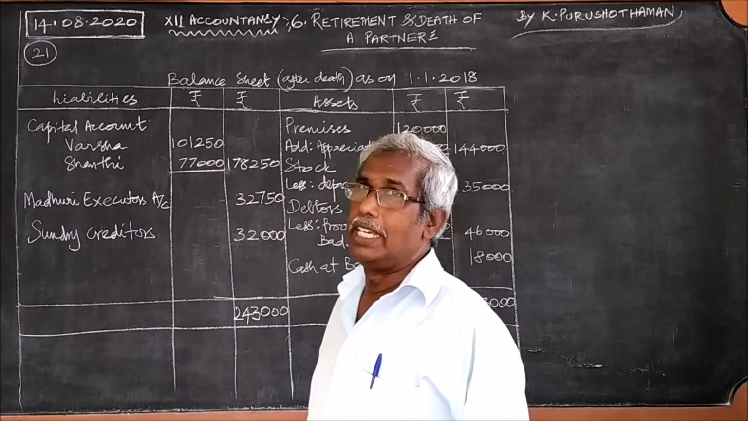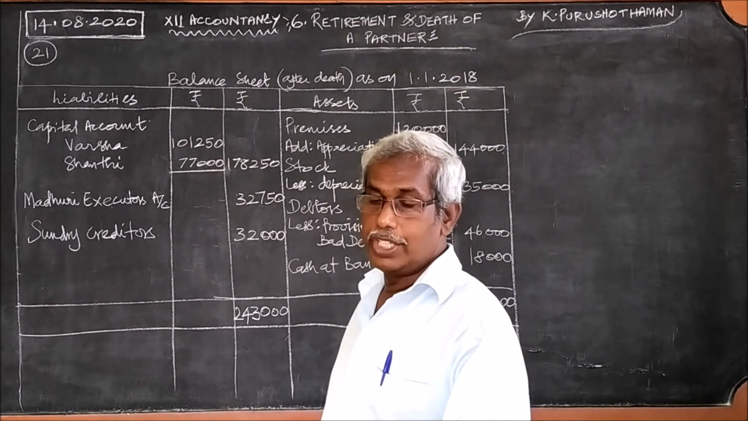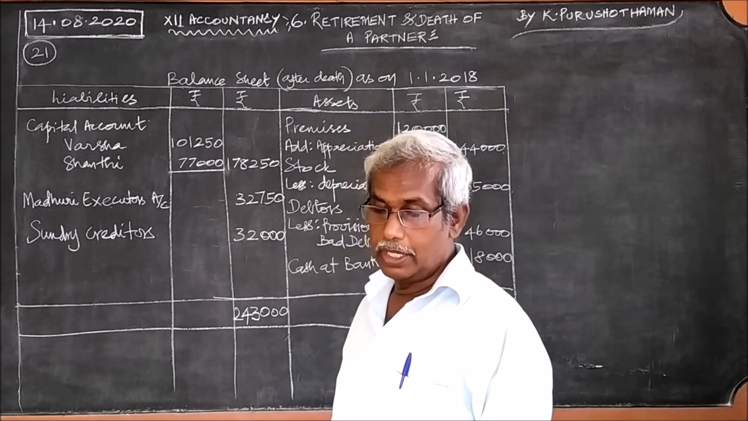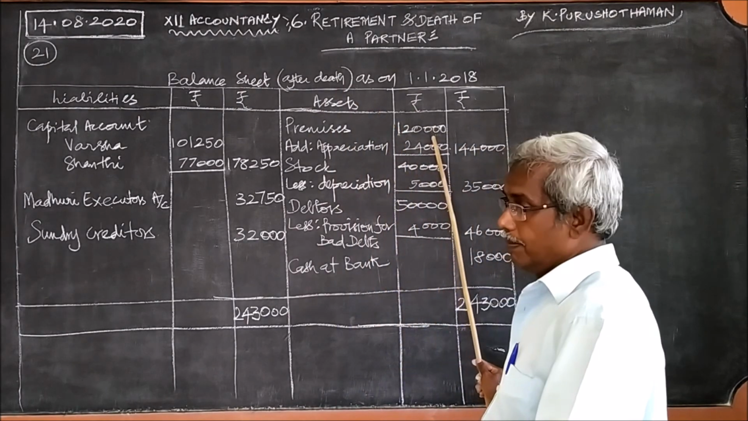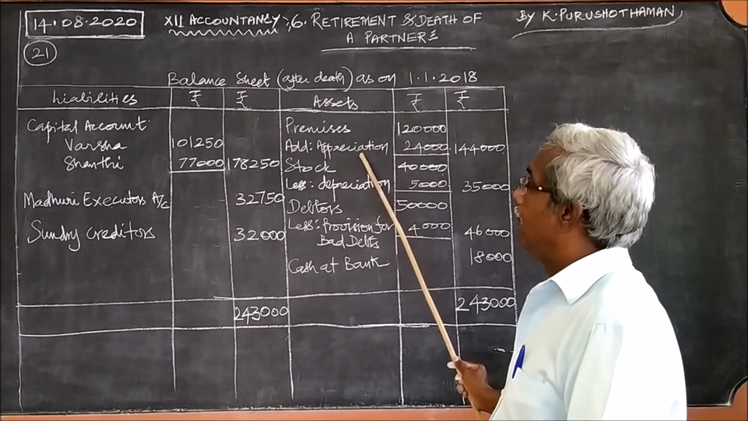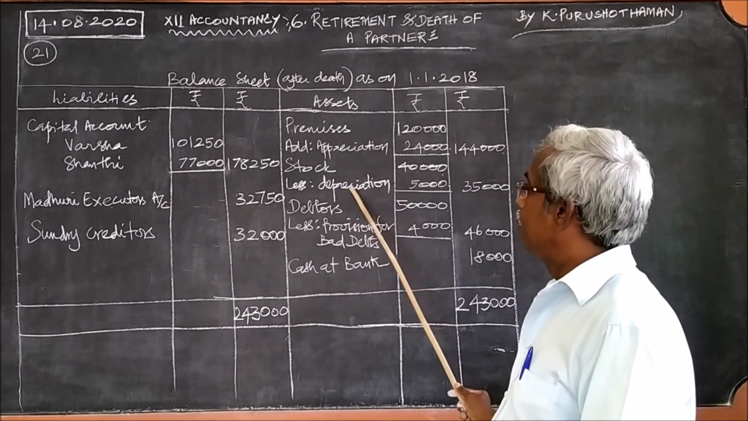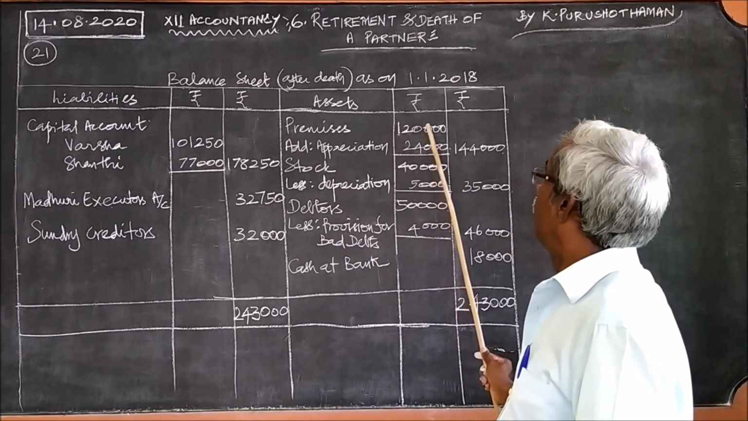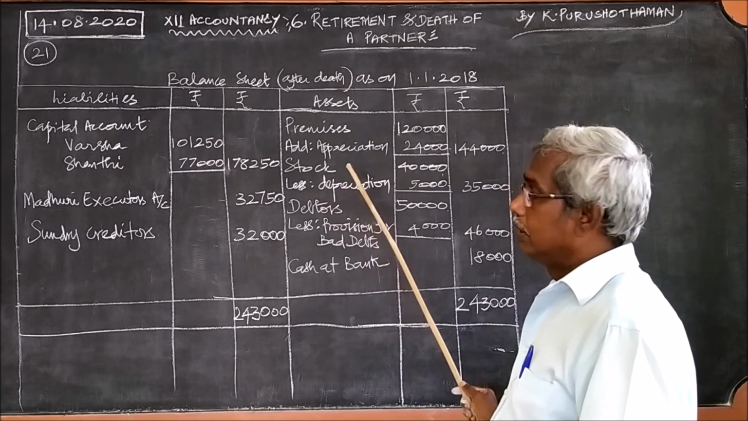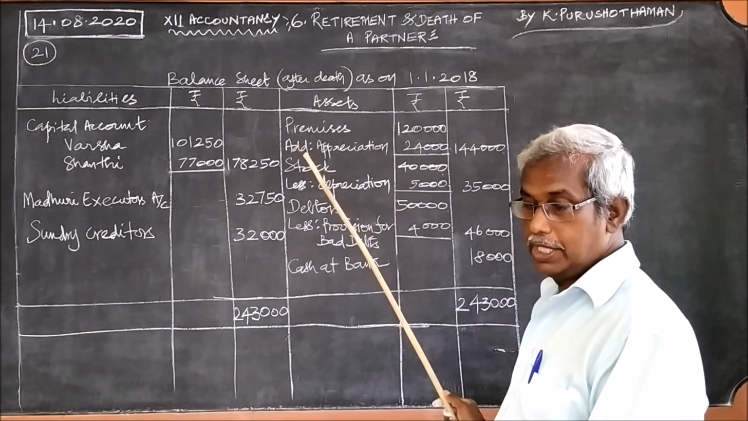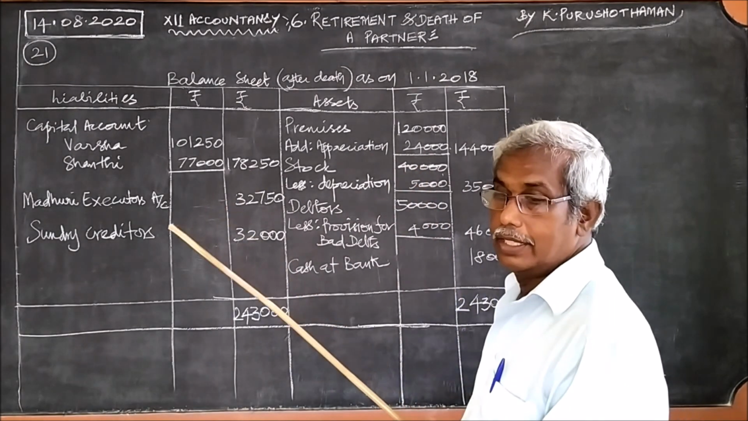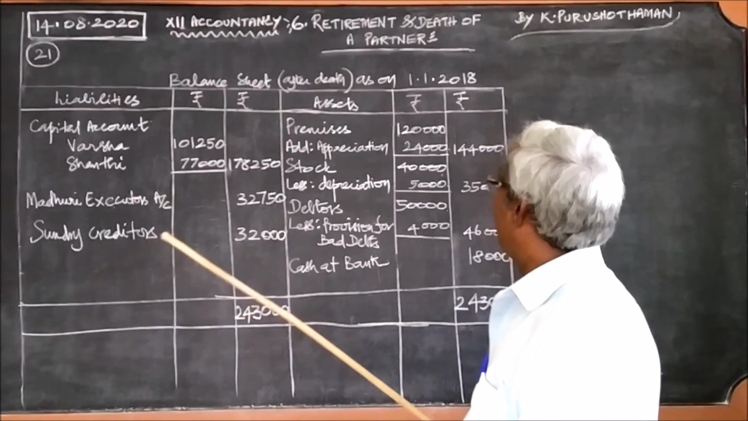How should we attend to the balance sheet? We check the balance sheet given in the problem. You attend each and every item one by one. Premises 1,20,000. Here there is the second adjustment, appreciation by 20%. Appreciation is to be added, depreciation is to be deducted. Add 24,000, you will get 1,44,000. Then stock, it is depreciation, the first adjustment itself, 5,000. 40 minus 5, 35,000. Then the third adjustment, 4,000 for bad debts.